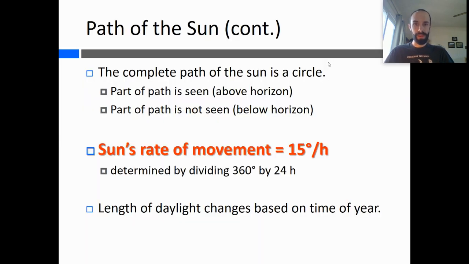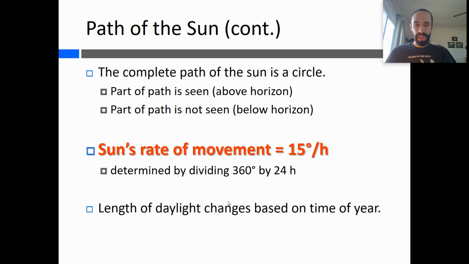Now, big, important point here. The sun goes across the sky because the Earth is spinning. And so the complete path of the sun is really a circle because we're talking about a rotating body that is a sphere, okay? So it looks like it goes across the sky in a circle. The part that you see is above the horizon. That would be day, obviously. And the part that you don't see is below the horizon. That would be night. Now, the rate of movement is equal to 360 degrees divided by 24 hours in a day, which equals out to be 15 degrees per hour. So how fast does the sun go across the sky? 15 degrees every hour. Okay?